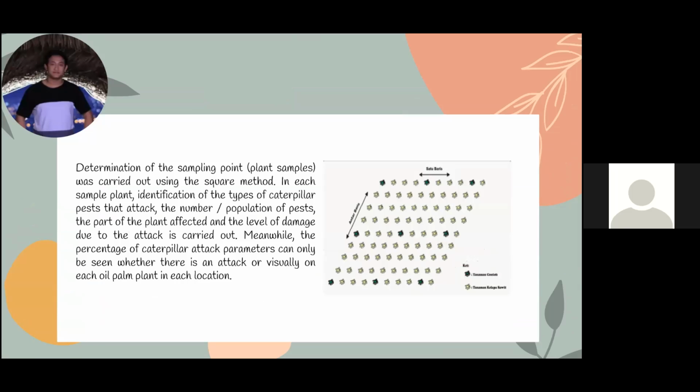Determination of the sampling points or plant samples was carried out using the square method. In each sample plant, identification of the types of caterpillar pests that attack, the number or population of pests, the part of the plant affected, and the level of damage due to the attack is carried out. Meanwhile, the percentage of caterpillar attack parameter can only be seen visually, whether there is an attack or not, on each oil palm plant in each location. Next.